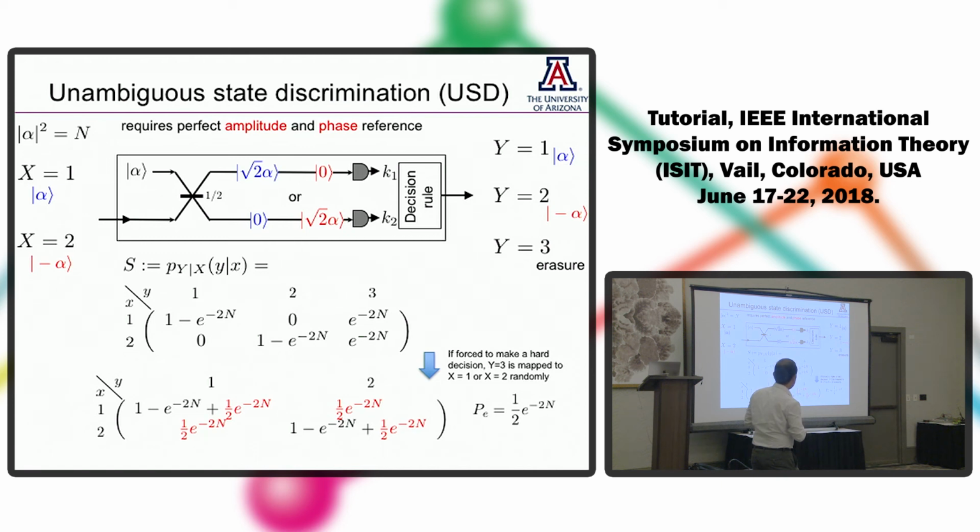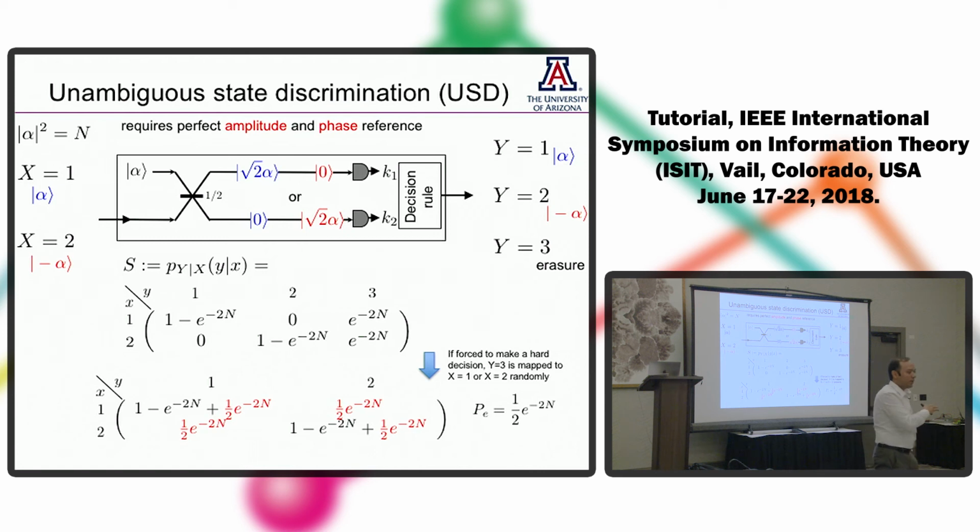So this is the transition probability matrix. I have 2 inputs but 3 outputs. 3 is the erasure output. But now if I were to force to make a hard decision, meaning I have to map this 3 output to one of these 2, and I can do no better than flipping a fair coin to do that, I'm going to spill over that e to the minus 2n half to the two of these. Okay, so I'm not going to get a measurement that has a perfect unambiguous state discrimination.